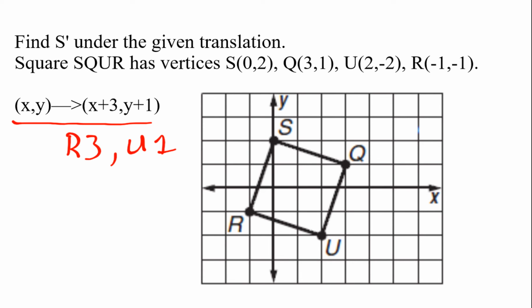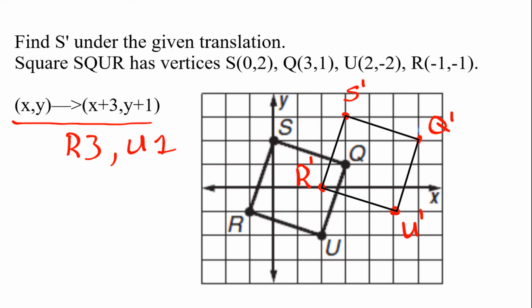So if I take every point, move them right 3, up 1. If I take S, go right 3, up 1, S prime would end up right there. Q, go right 3, up 1. That's where Q prime would go. U prime would end up right there. And R prime would end up there. So I can go here and draw my image, which would look like that.